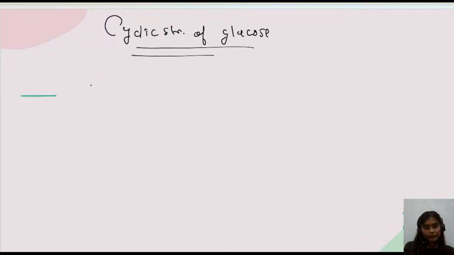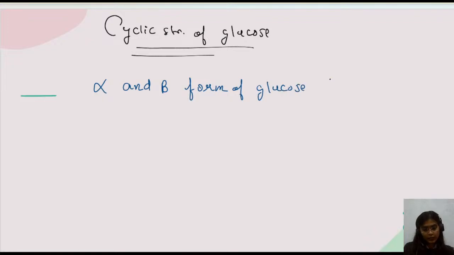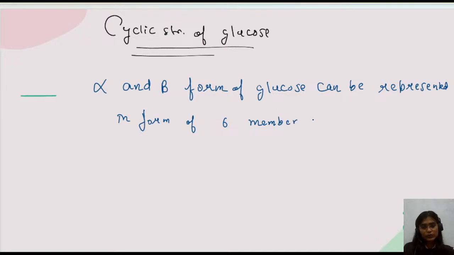First of all, write some statements. Alpha and beta forms of glucose can be represented in form of six-membered rings, because we know from Baeyer strain theory that a six-membered ring is much more stable than five and seven-membered rings. This is called the pyranose structure. Let's see how it looks.